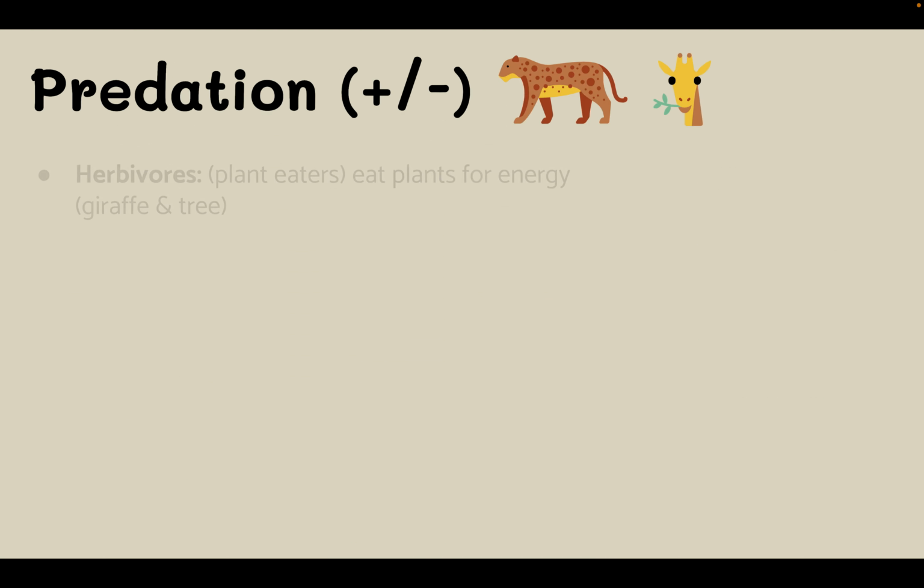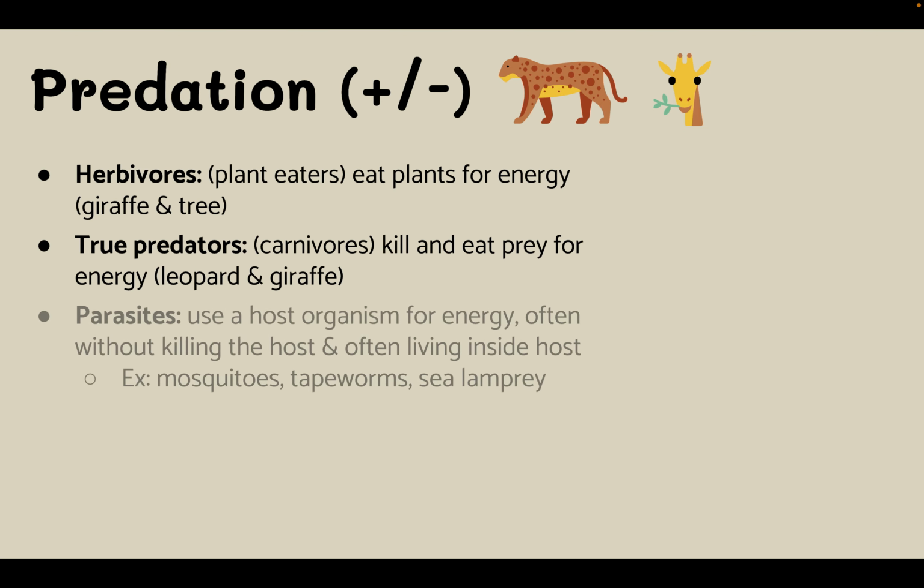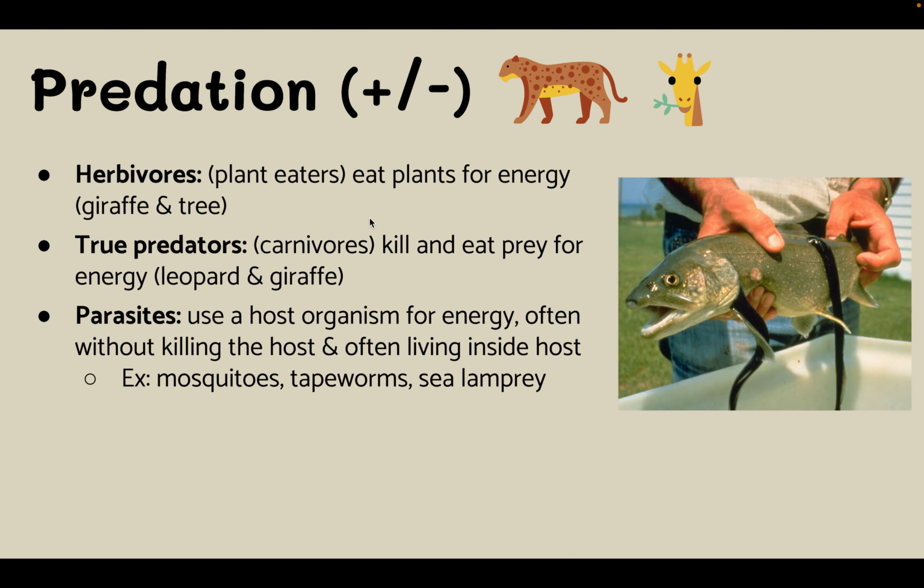All right, so let's talk a little bit more about predation and the breakdown of all of that. I'm going to load up that slide just for a minute. So we have herbivores. I already kind of got into that. Herbivores are plant eaters. They eat plants for energy. An example of that is a giraffe and a tree. This should be familiar to you. This is a term you've probably heard your entire life, so I'm not really going to go into any more detail. You should know what an herbivore is at this point. True predators, also known as carnivores, kill and eat their prey for energy. So an example is a leopard and a giraffe. The leopard is the predator, the giraffe is the prey.